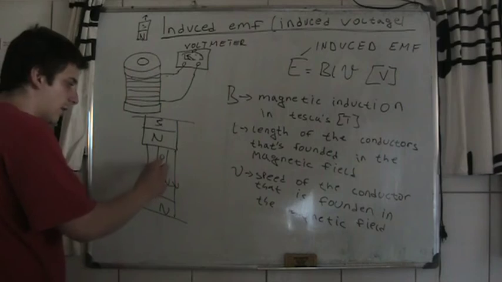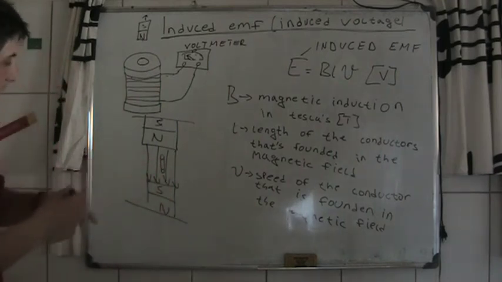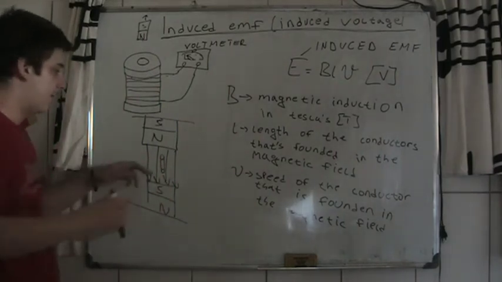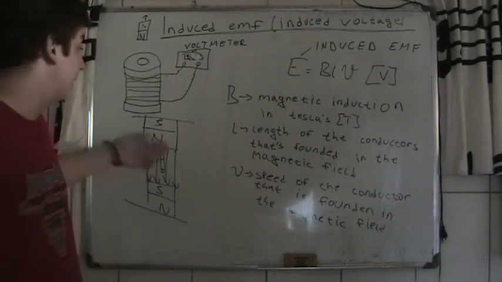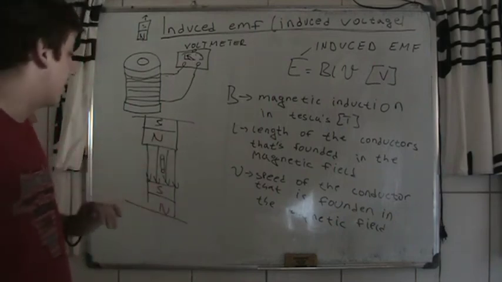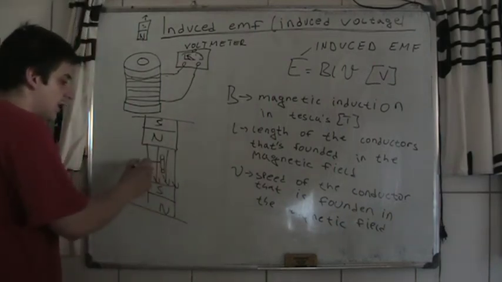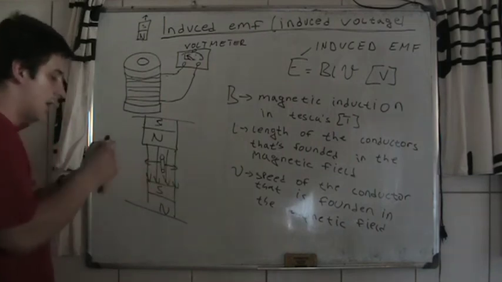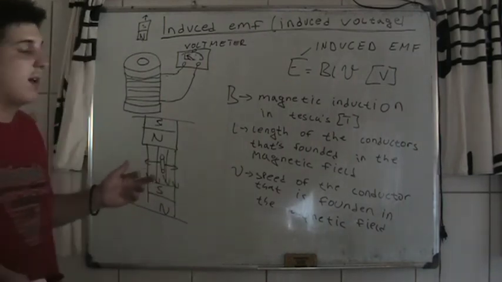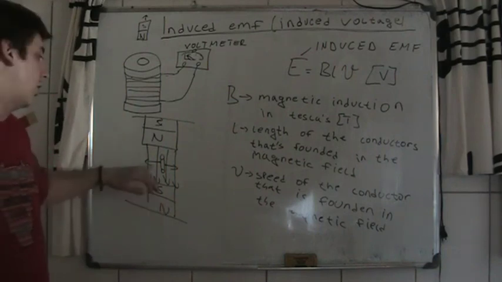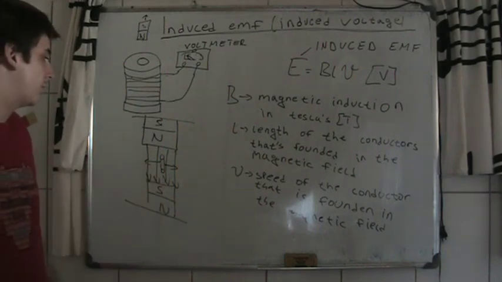And you put a conducting rod, and if it just stays like this, there is no induced EMF. If it goes in this direction or in this direction, then you will have induced EMF or an induced voltage on this rod.